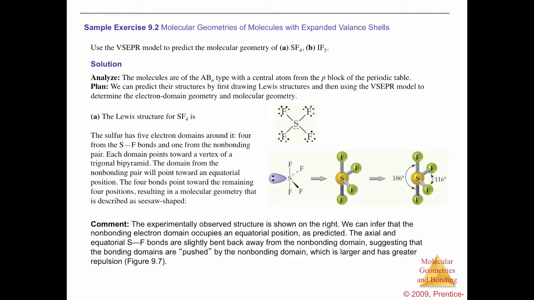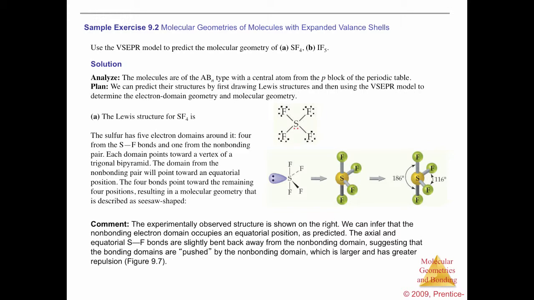Sample exercise 9.2, molecular geometries of molecules with expanded valence shells. Use the VSEPR model to predict the molecular geometry of SF4 and IF5. The molecules are of the ABn type, with a central atom from the p block of the periodic table. We can predict their structures by first drawing Lewis structures and then using the VSEPR model to determine the electron domain geometry and molecular geometry.